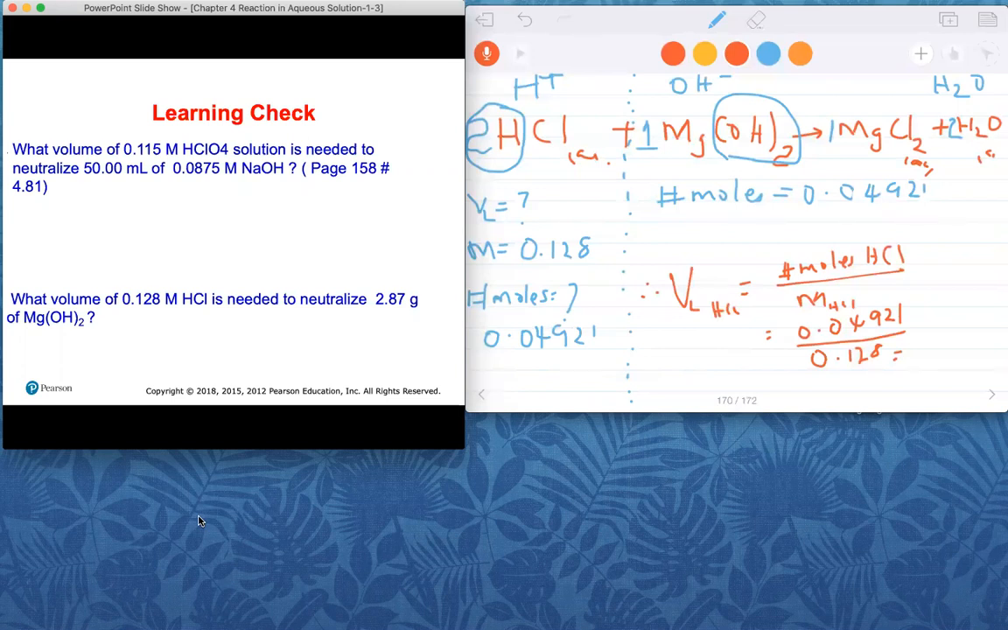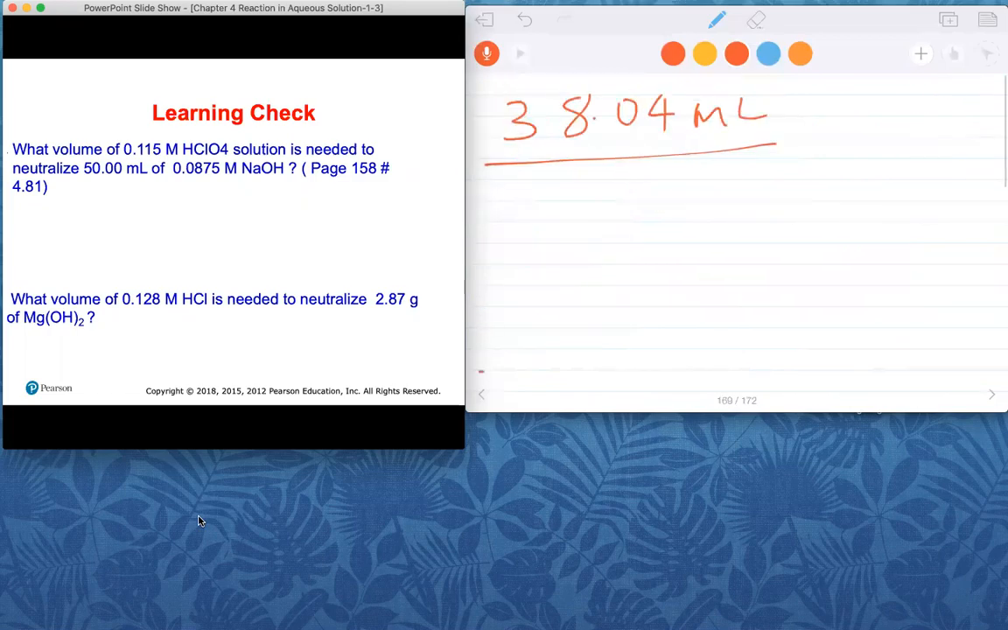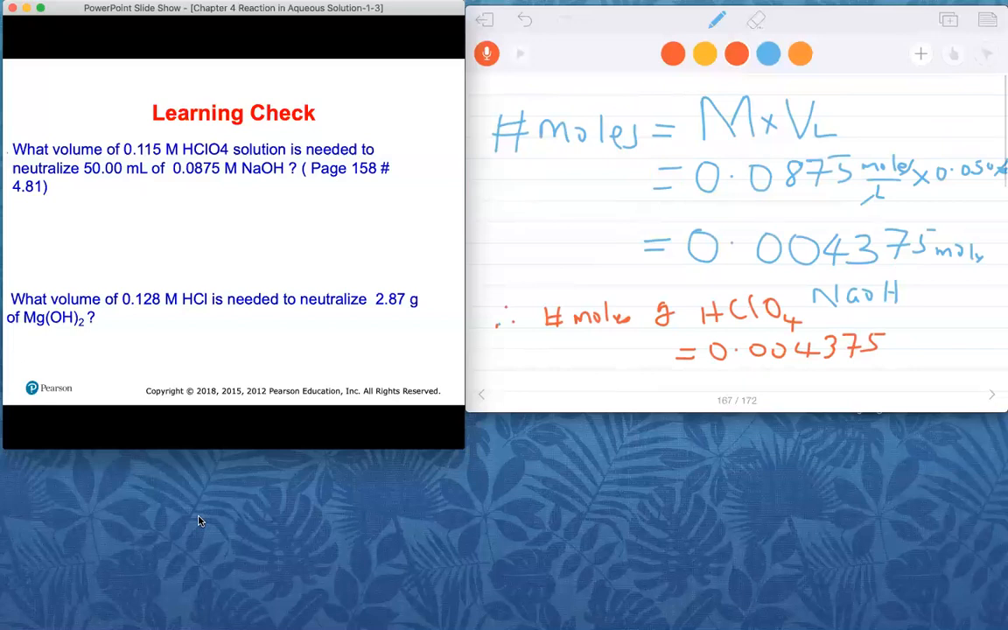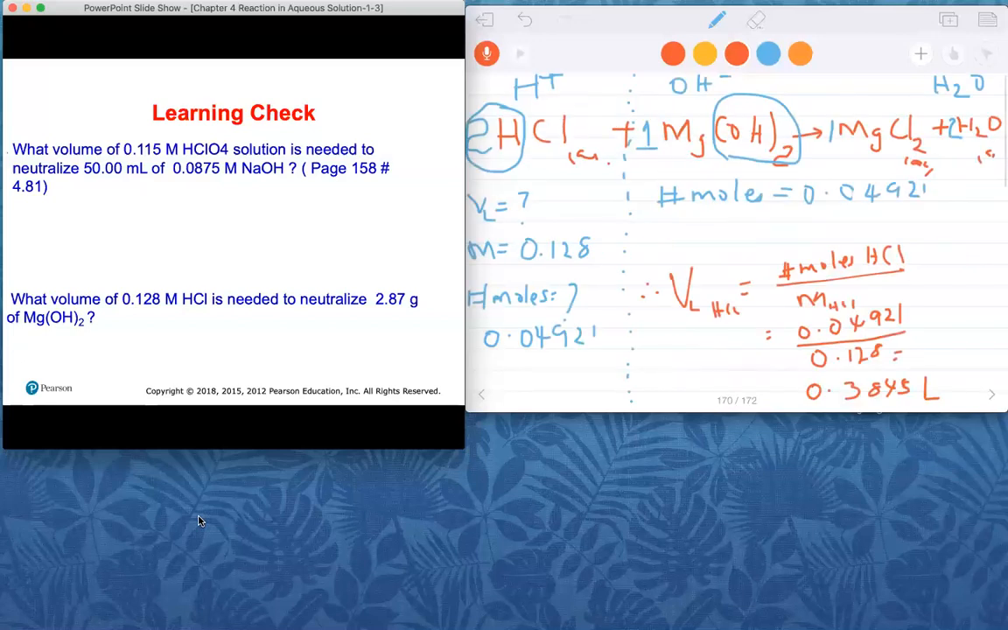No, 300. This is 0.3845 liters. You can change to ml, which is 384.5. This is the same as 384. You can change that to 384 right there. That is the liters. So be careful when you are given hydroxide.